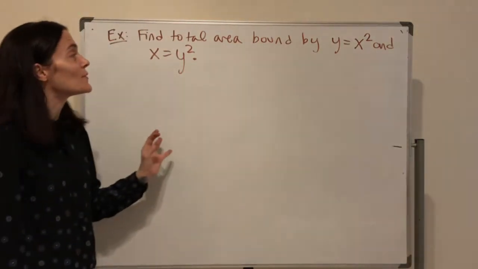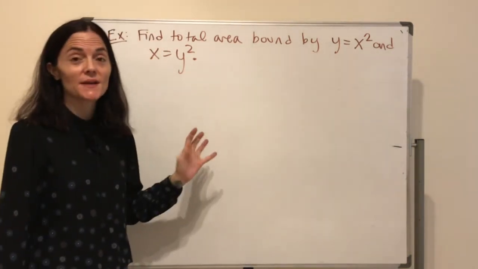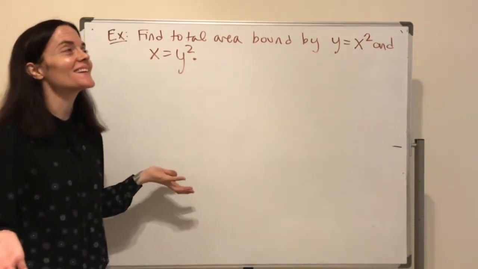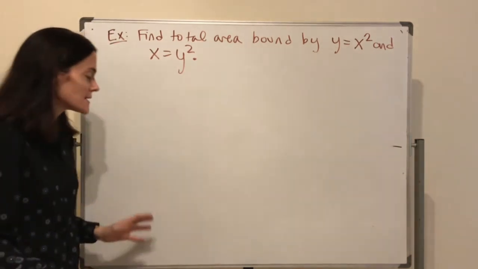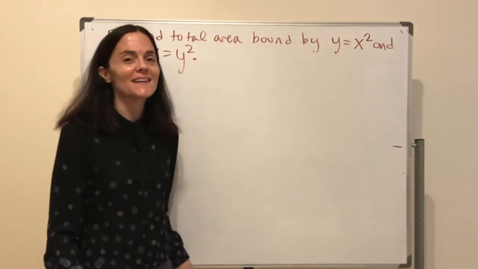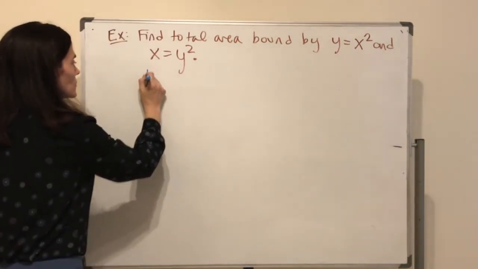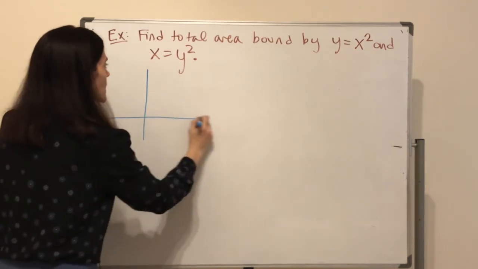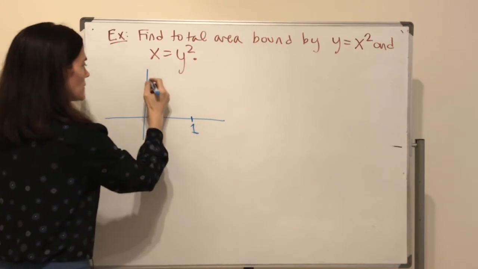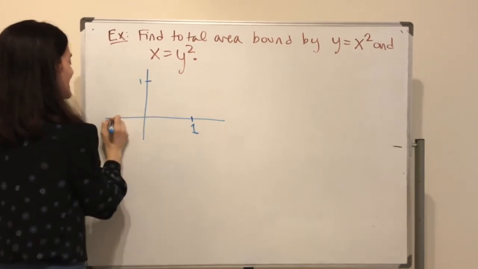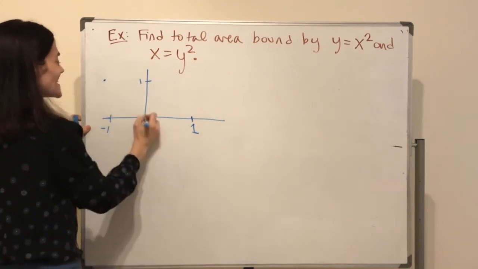Next example, find the total area bound by y equals x squared and x equals y squared. Well, you see, I'm not given a closed interval or anything like this, so perhaps I will begin by graphing. Y equals x squared. Let's see, here's 1 and 1 and minus 1, and it looks something like this.